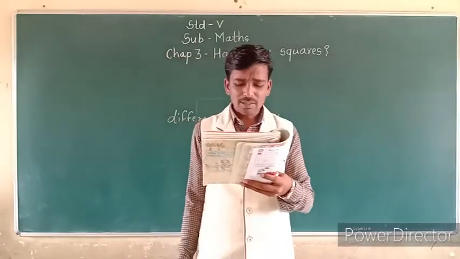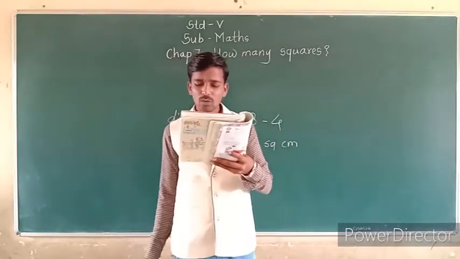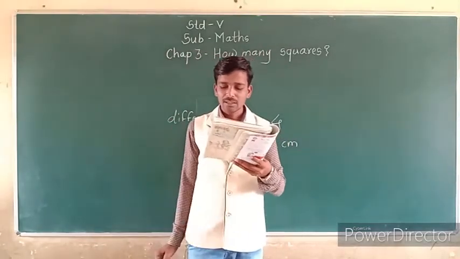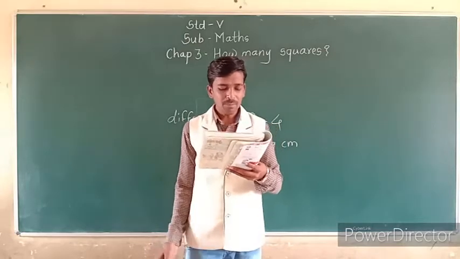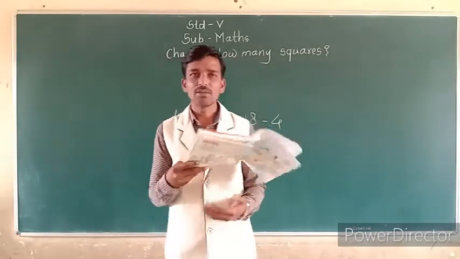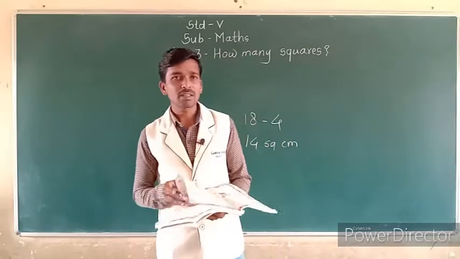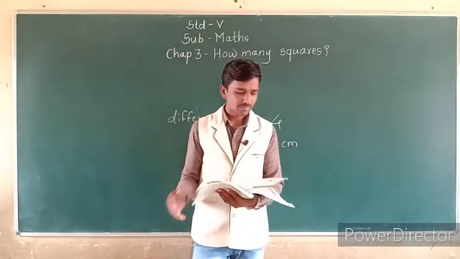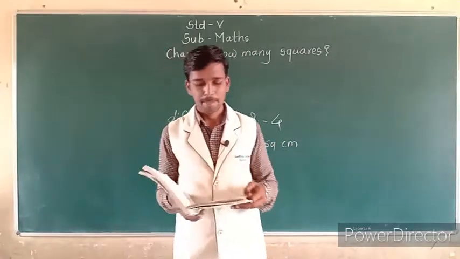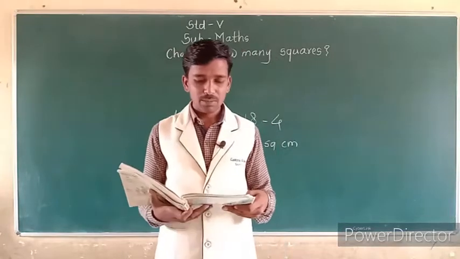Collect some old stamps, place them on a square grid and find their area and the perimeter. That is an activity for you. After some days you can do this. Next page, page number 36.